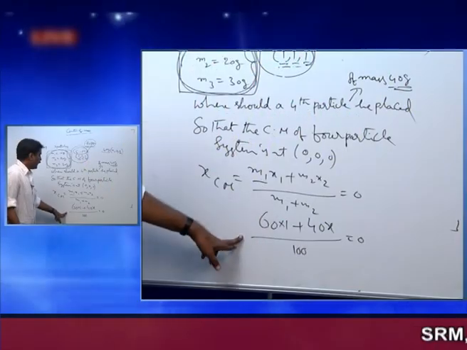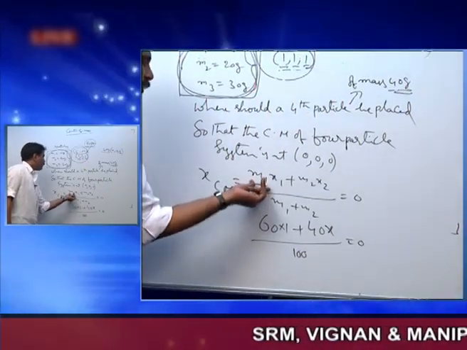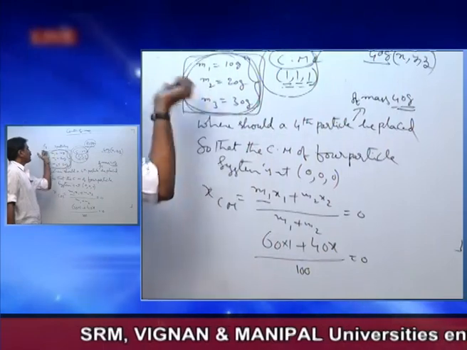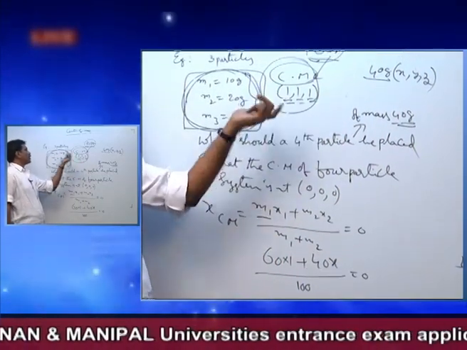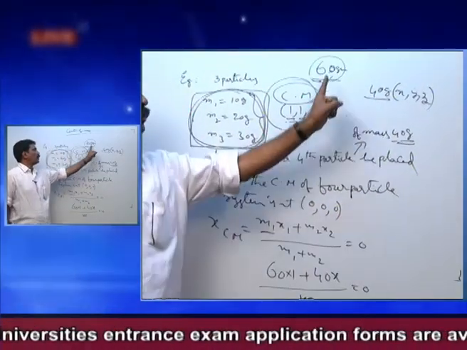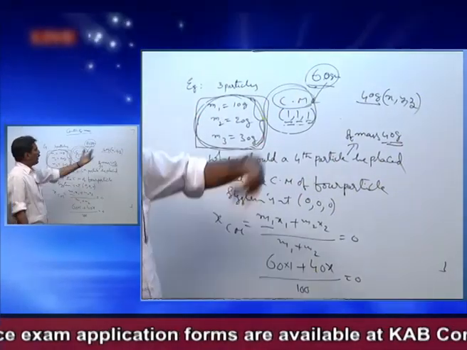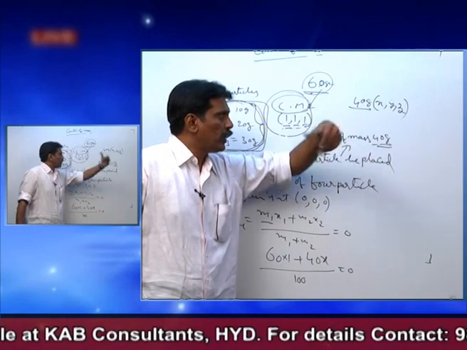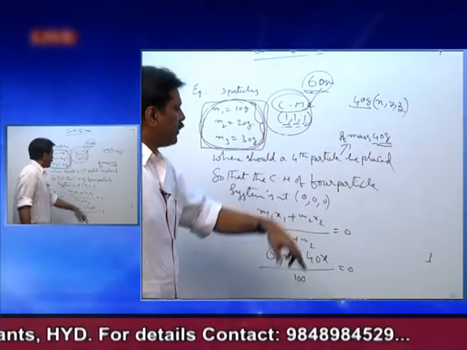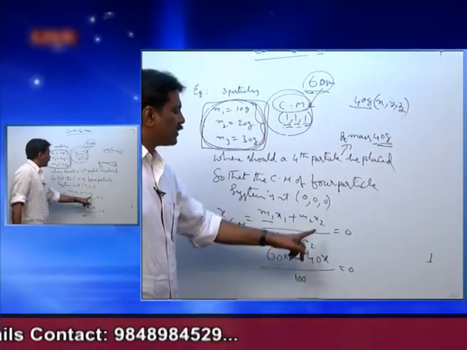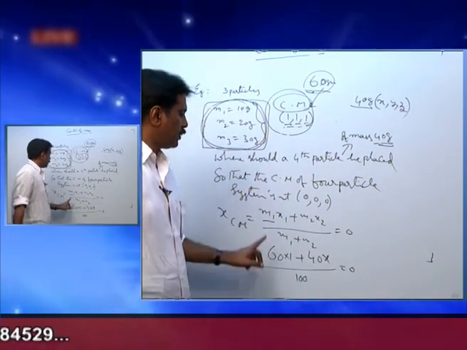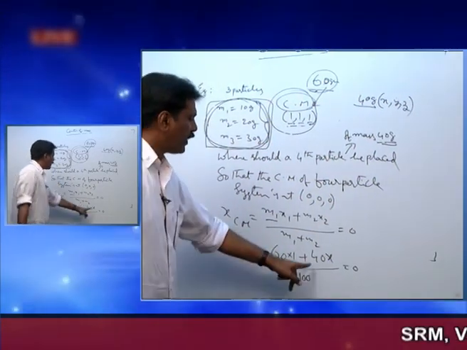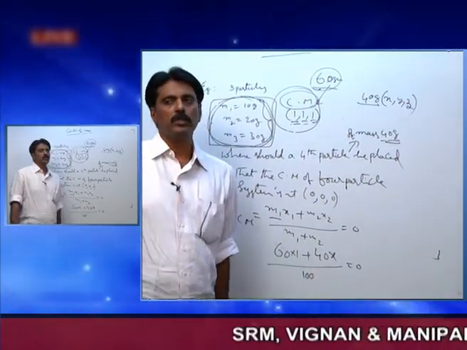Follow this clearly. Here, in place of M1 we have taken the total mass of these three because their center of mass is given here. We are assuming all three to be one particle of mass 60 grams. The 40 grams is placed at the coordinates x, y, z which we have to find. That's why we have taken 40 grams as the second mass and its x coordinate is x. So (60 into 1 plus 40 into x) by 100 equals 0.